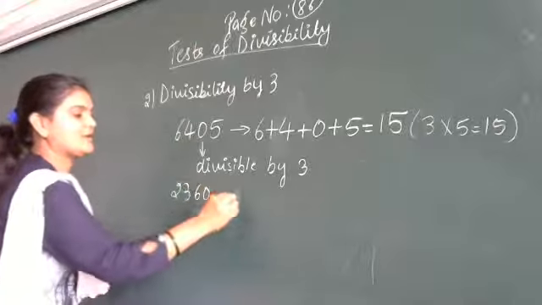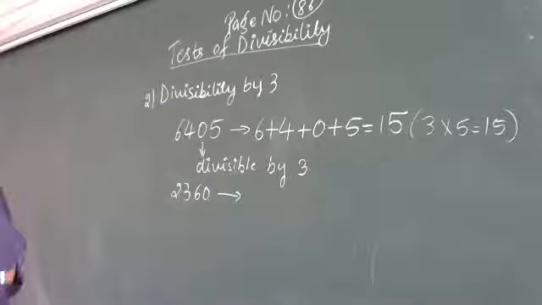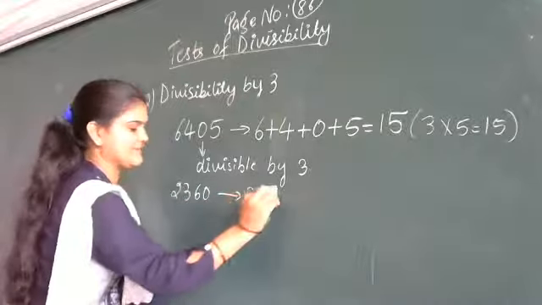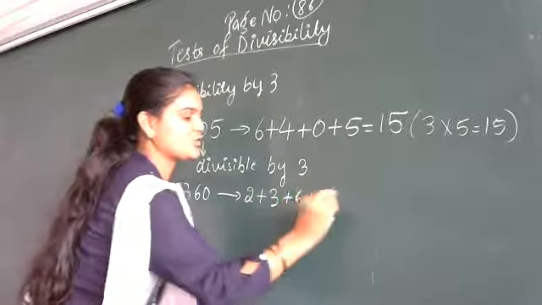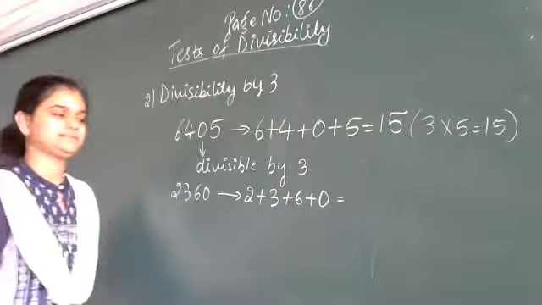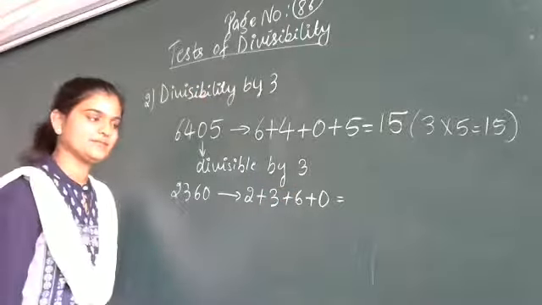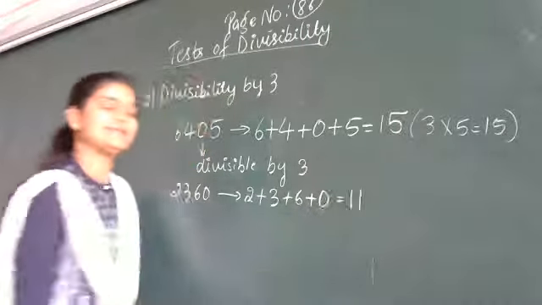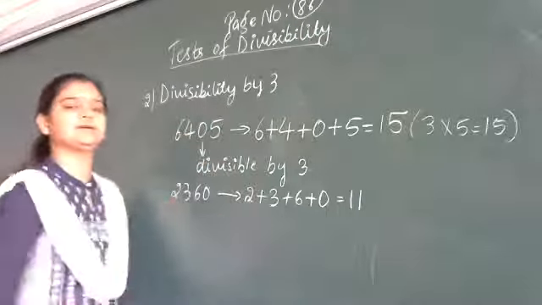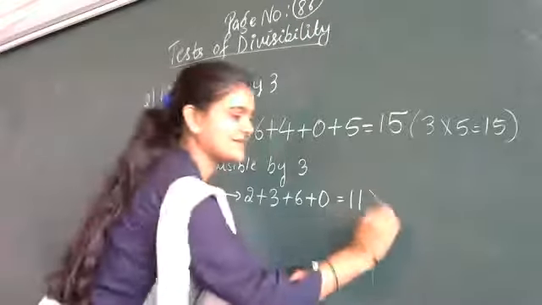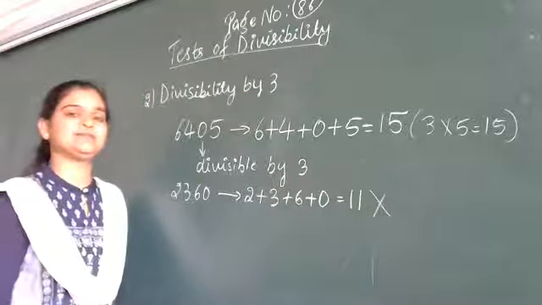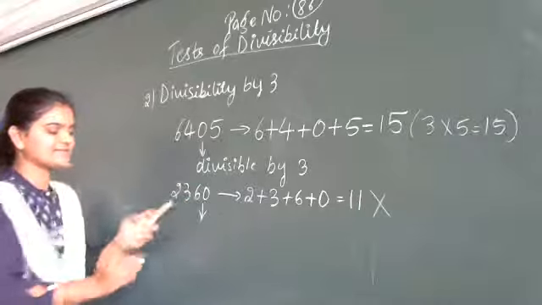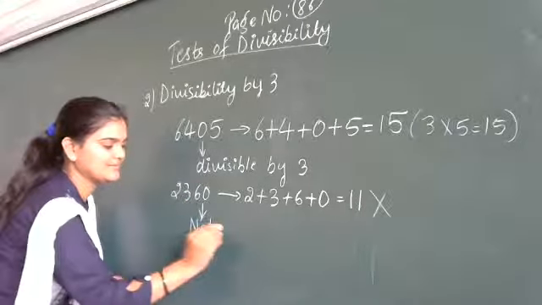Now, tell me, children: 2, 3, 6, 0. 2 plus 3 plus 6 plus 0. What is the answer? Yes, it is 11. Is it divisible by 3? No, ma'am, it is not divisible by 3. In 3's table, we do not get 11. And hence, we will write it as not divisible by 3.